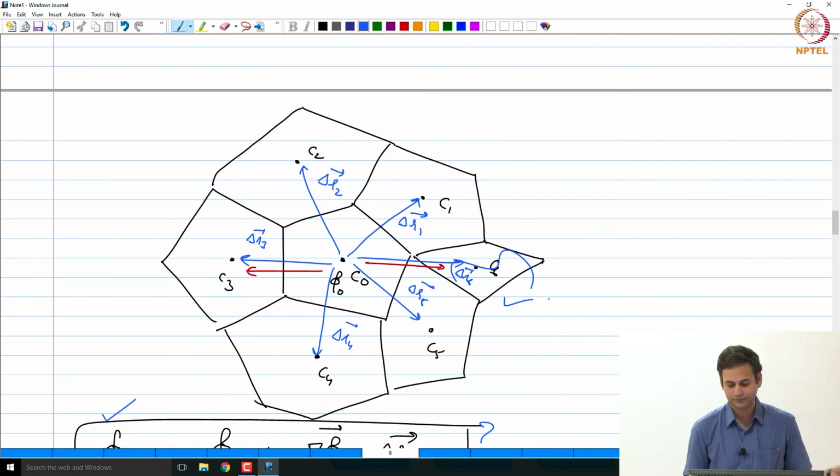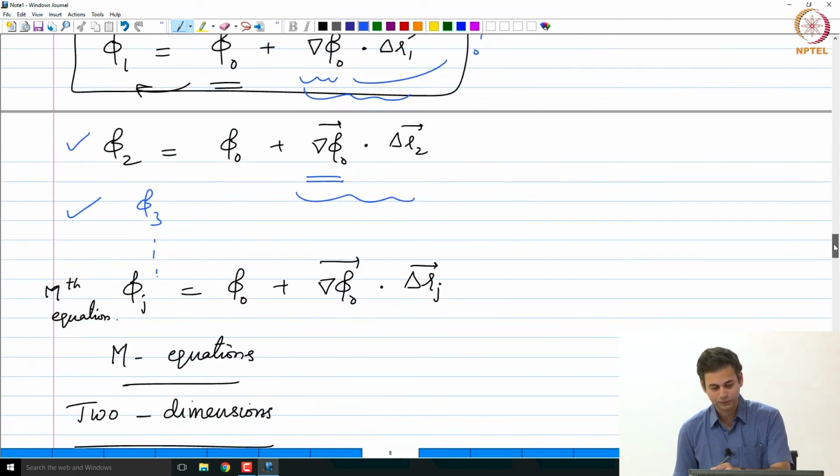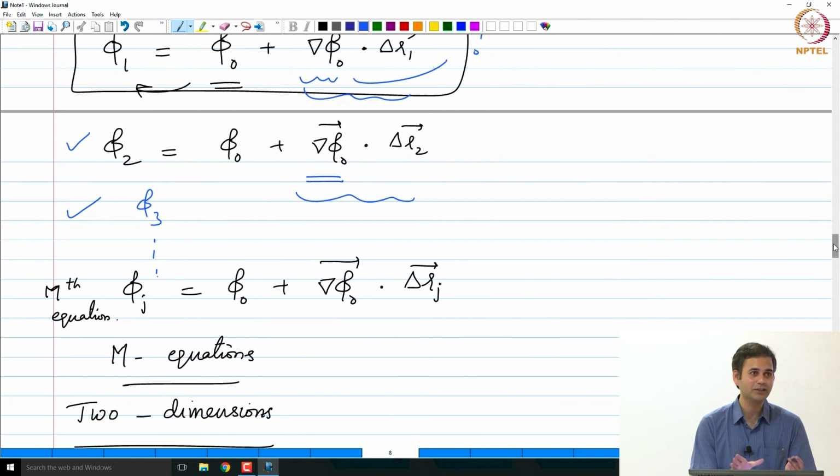Other questions? So, it will work for regular, structured, Cartesian, uniform, non-uniform, everything, unstructured and so on.